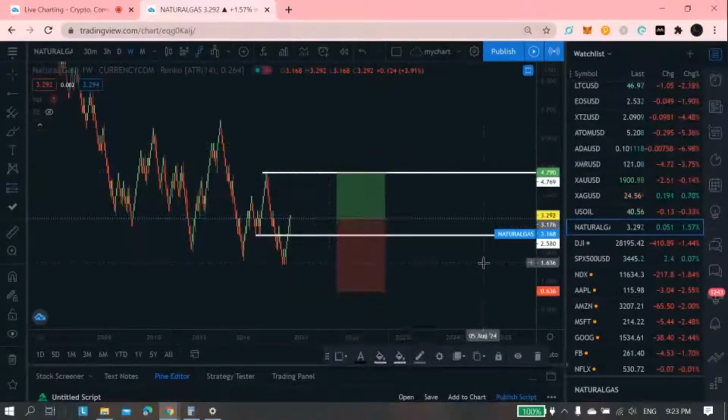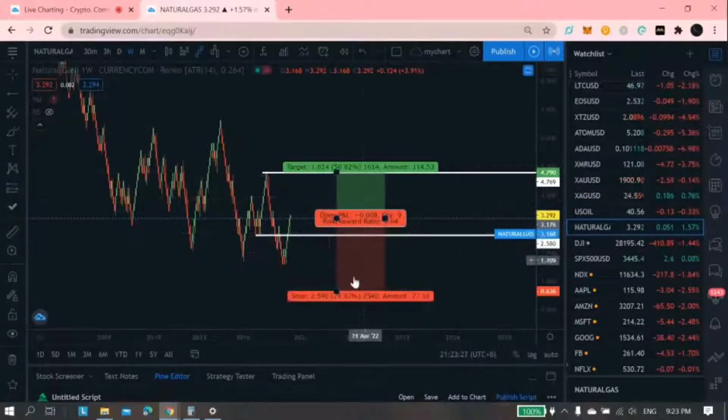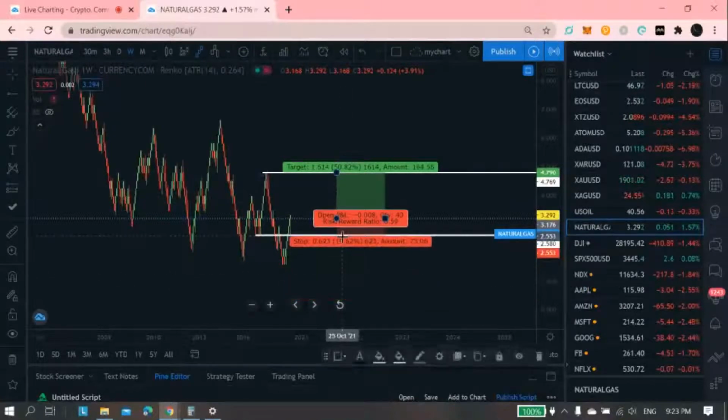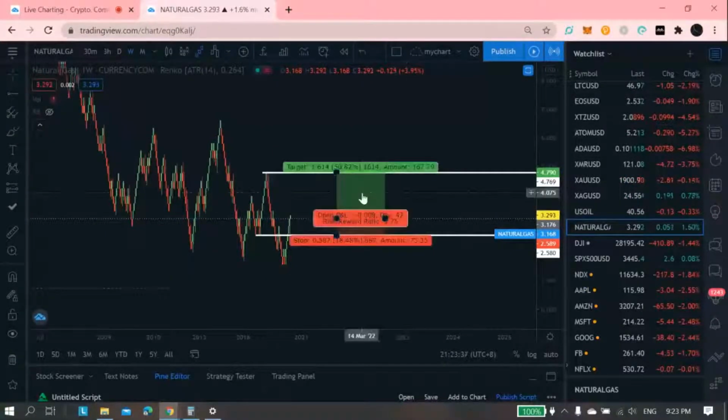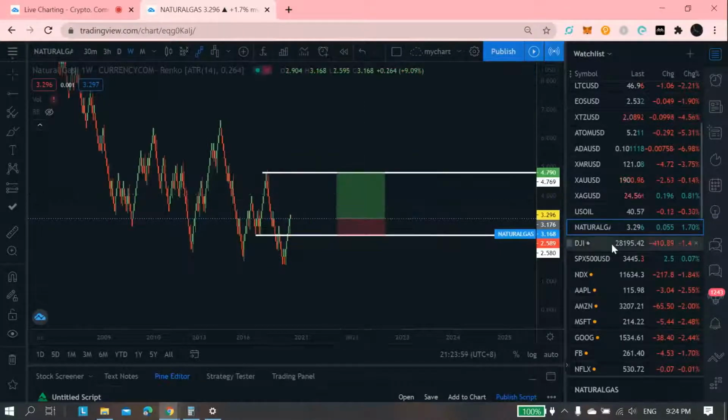My target profit or my target price is around 4.79, and of course my stop loss at around 2.58. That's actually a risk reward ratio of 2.75, which is still attractive in my own trading strategy. So I could still possibly gain a 50% profit. But if I got stopped out, I could possibly lose around 18%. So now let's move on to US indices.